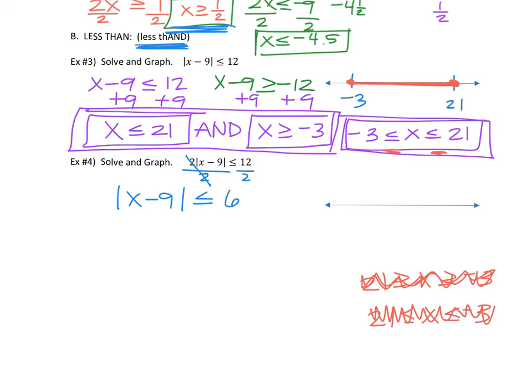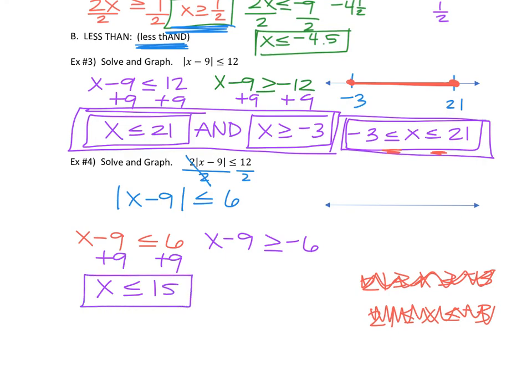Okay, so first we isolated. Now we can write what? Your 2 inequalities. So it's going to be x minus 9 is less than or equal to 6, right? Just take the bars away. What's the second one going to look like? X minus 9 is greater than or equal to negative 6. Flip it and make it negative. So when we solve this, add 9 here, add 9 here, we get x is less than or equal to 15. This one, add 9, we get x is greater than or equal to 3.